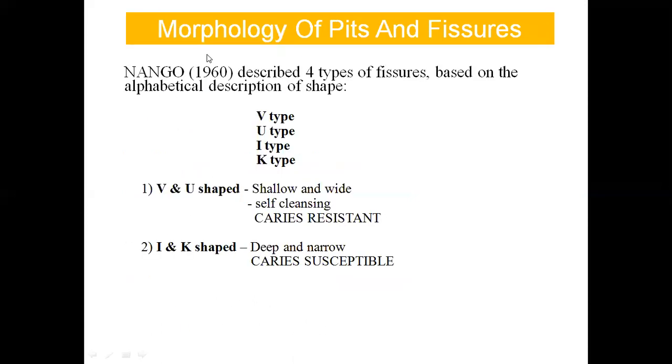Then morphology of pit and fissure sealants. Nango has described four types of fissures based on the shape of the fissures. It can be a V type, U type, I type, or K type. V and U shapes are generally shallow and wide, self-cleansing, and caries resistant. I and K shaped are deep and narrow, and these are more caries susceptible.